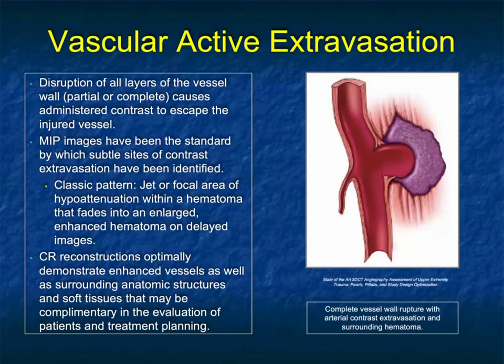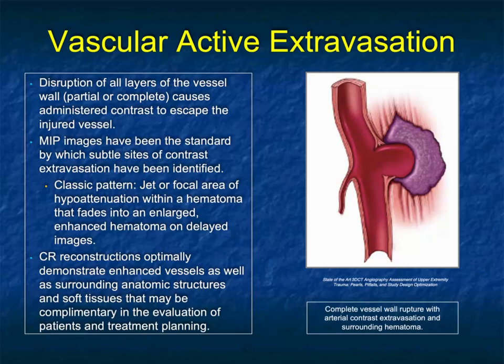Now, when you talk about active extravasation, and here's just a nice view of a complete vessel wall rupture with arterial contrast extravasation and hematoma, we talk about disruption of all layers of the vessel wall, which causes contrast to escape through the injured vessel. MIP has been the standard, and MIP is still very good at showing you the presence of bleed or disruption in vessels. Classic pattern being a jet or focal area of hyperattenuation within a hematoma.